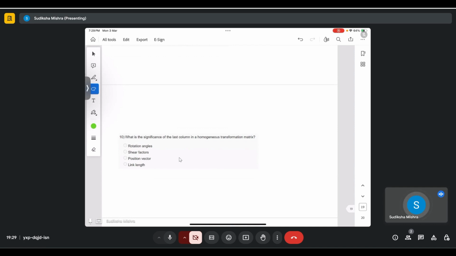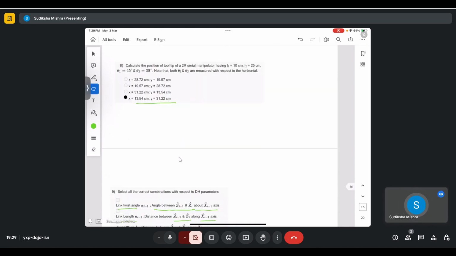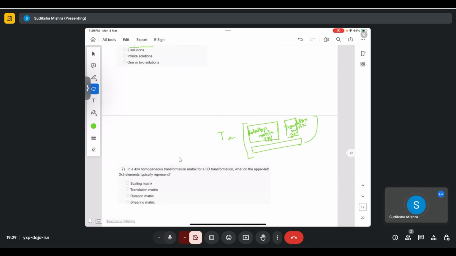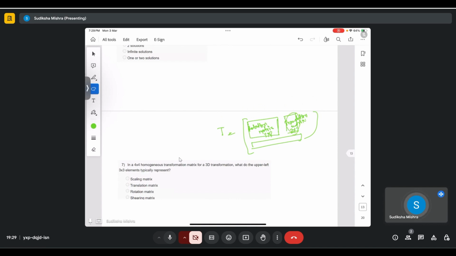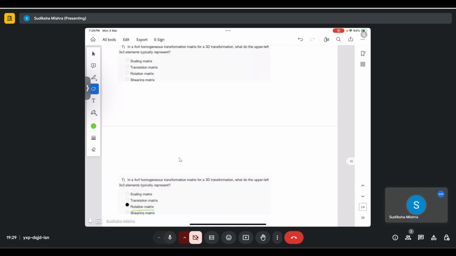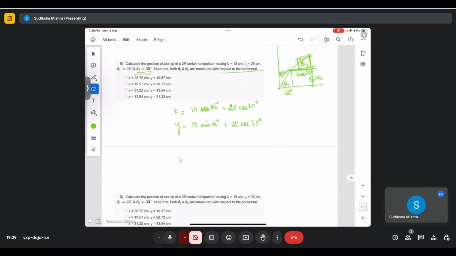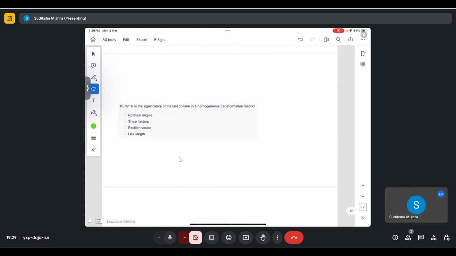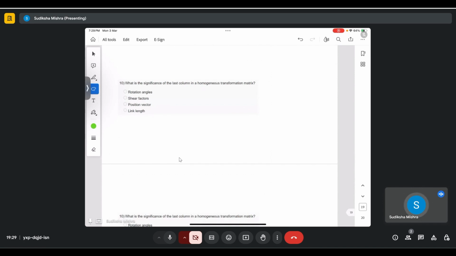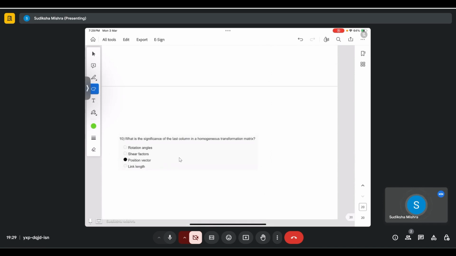What is the significance of the last column in a transformation matrix? Rotation angle, shear forces, position vector, or link length. This particular column is a translation vector, which tells us about the position of the system. So the answer is that it tells you about the position vector.